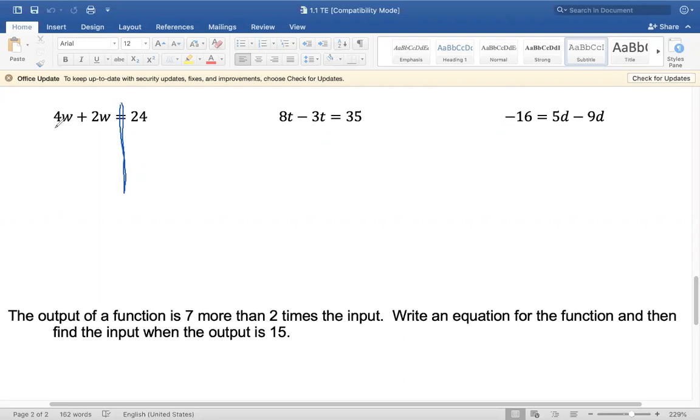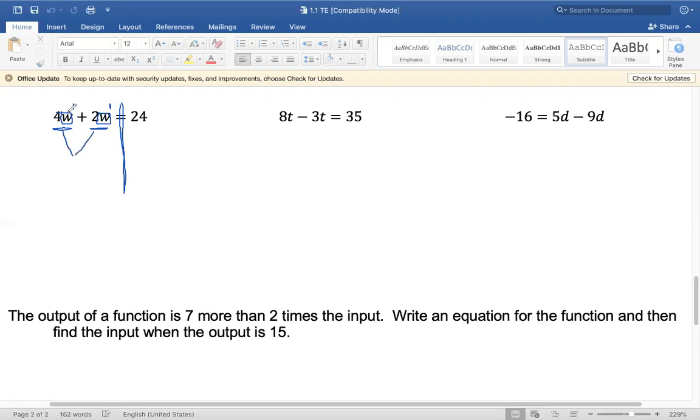Now, what do you notice about 4w and 2w? These are what we call like terms. Any of these individual terms, right? If the terms have the same variable, so we both have a w, and the same exponent. You can't see any exponents on here, but the imaginary exponent is a 1 on both of them. So these are like terms. What does that mean? We can combine them together, right?